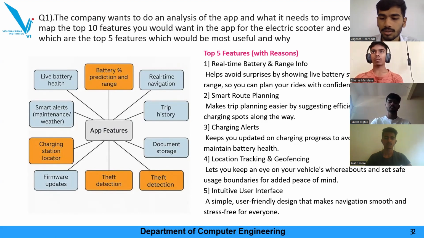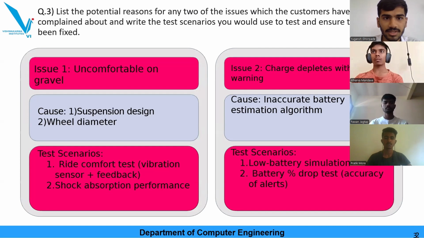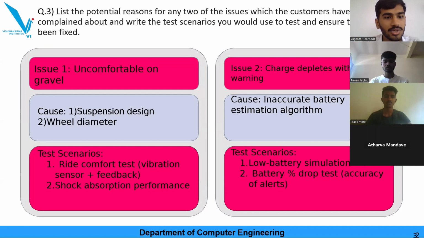and intuitive user interface. So the next question is: list the potential reasons for any two of the issues which the customers have complained about, and write the test scenarios you would use to test and ensure they have been fixed. So issue one is uncomfortable on gravel. The cause is suspension design and wheel diameter. So the test scenarios are ride comfort test and shock absorbance performance. And issue two is charge depletes without a warning. The cause is inaccurate battery estimation algorithm and the test scenarios are low battery simulation or battery percentage drop test.